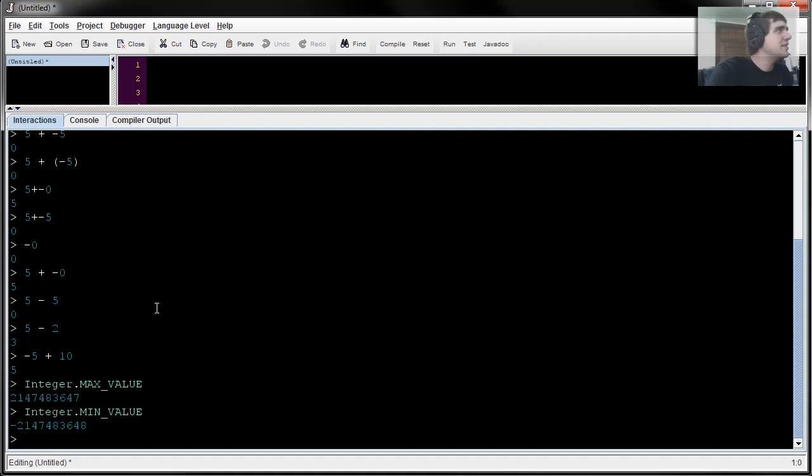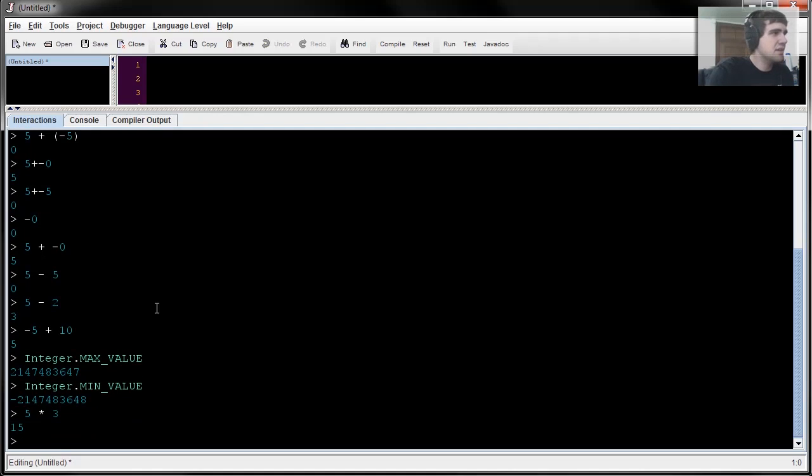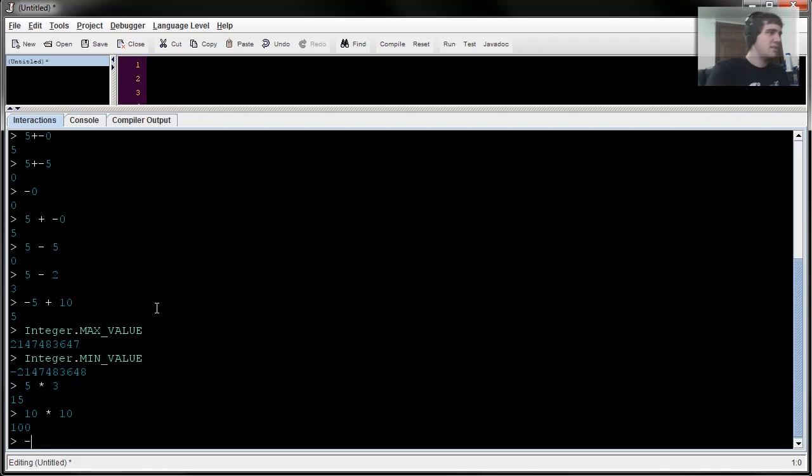Okay, the next thing we have is multiply. A lot of people say that the X is the multiplication sign, but in most computer languages, the asterisk or the star is the multiplication symbol. So I can do any kind of multiplication, not a percent, but an asterisk, and it works just as you'd expect.